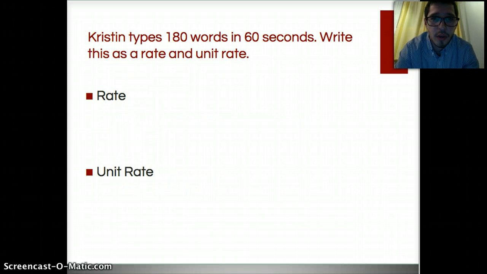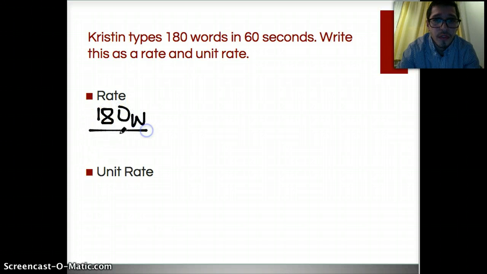So you can feel free to pause here and see if you can answer this question. Kristen types 180 words in 60 seconds. Write this as a rate and then as a unit rate. Okay, so I'm going to go over them. If we're writing it as a rate, it's just putting the two quantities together. So we're writing it as a ratio first. 180 words over 60 seconds. Two different units, but still written as a ratio.